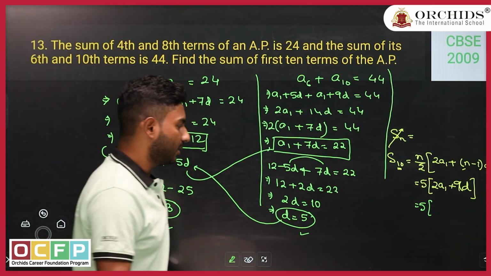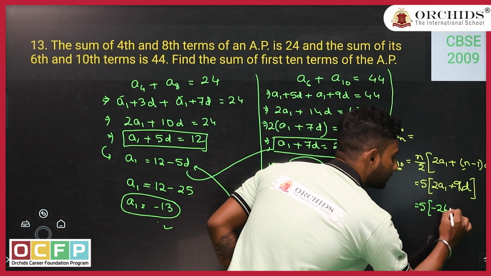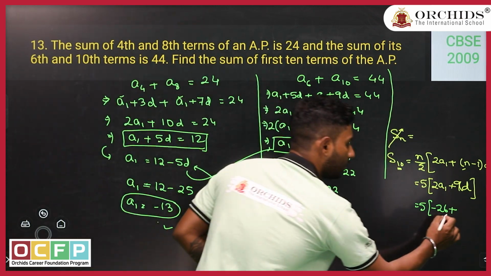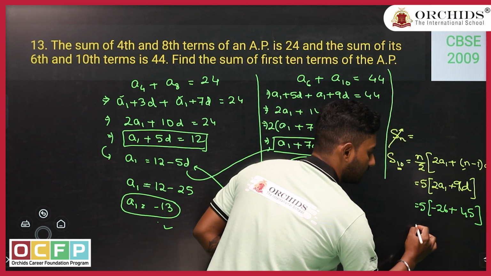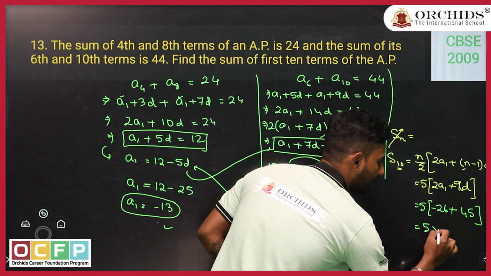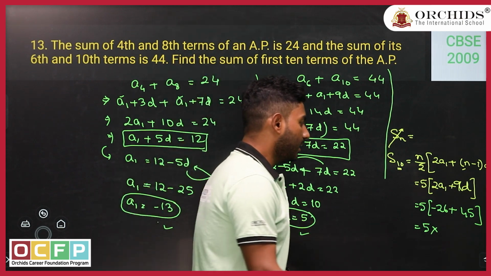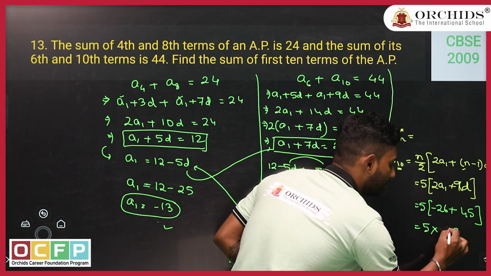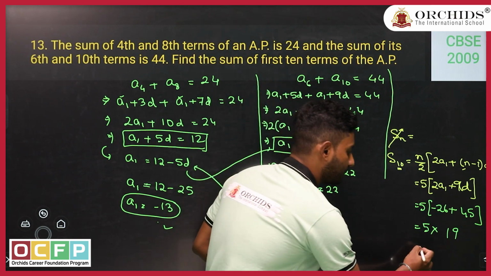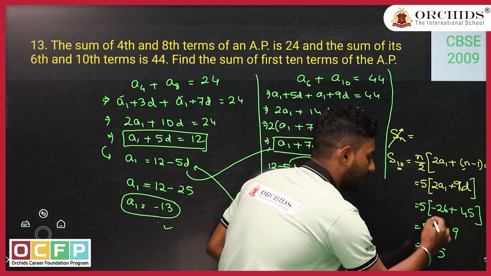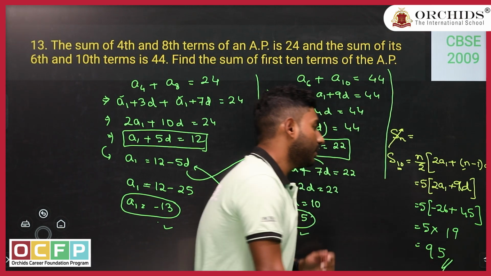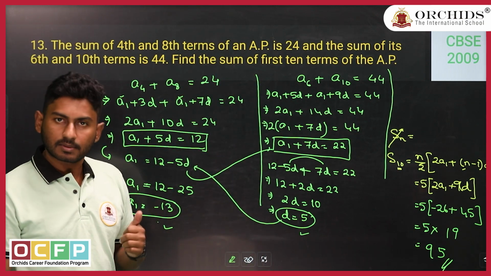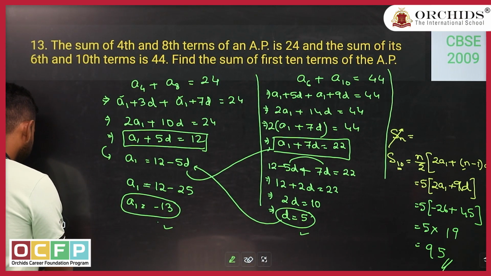Twice of minus 13 is minus 26 plus 90. What is 90? 9 into 5. 9 into 5 is 45. Just subtract, 45 minus 26. So 5 minus 15 minus 6, 9, 3 minus 2, 1, 19. So what is 5 into 19? 95. So here is the sum of 10 terms of the AP they were talking about. Am I clear? Fine. Let us move on to the next question.